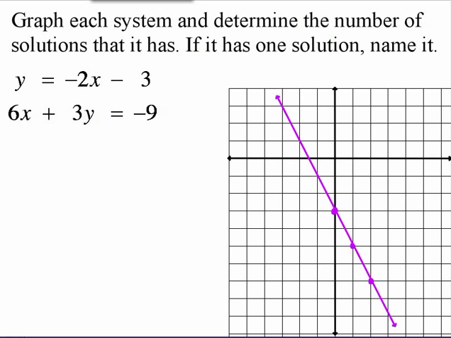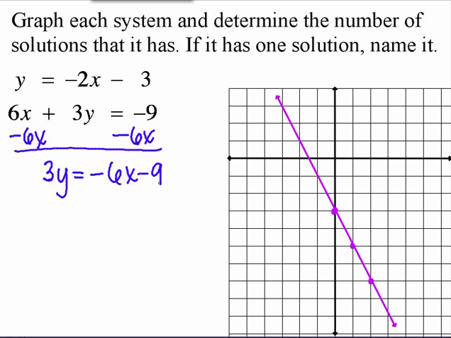Now on the next one, we need to solve. So what do you need to do first? Subtract 6x, good. So I end up getting 3y equals -6x minus 9. What do I do now? Divide by 3. So you get y equals -2x minus 3. What's your slope? Negative 2. What's your y-intercept? Negative 3.